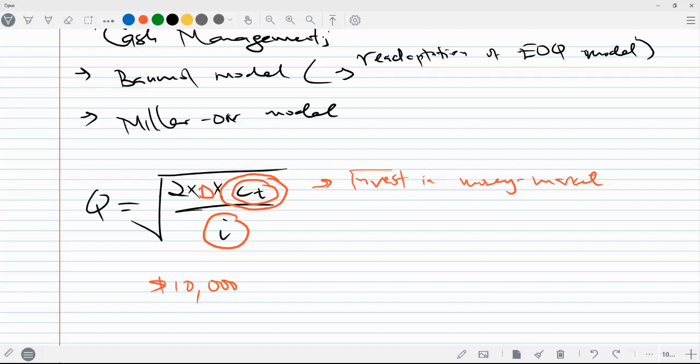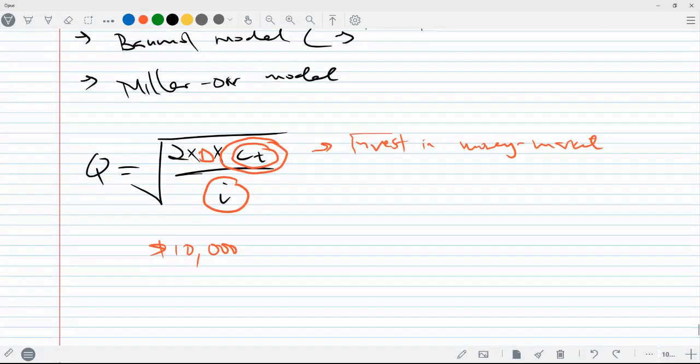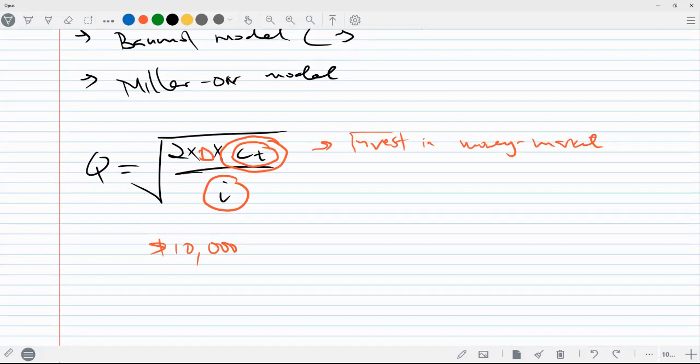You'll be selling off money market instruments worth $10,000. And that's on the Baumol model. Let's say that the total cost of cash, therefore, of course, is the holding cost, that is interest foregone, plus the transaction cost.